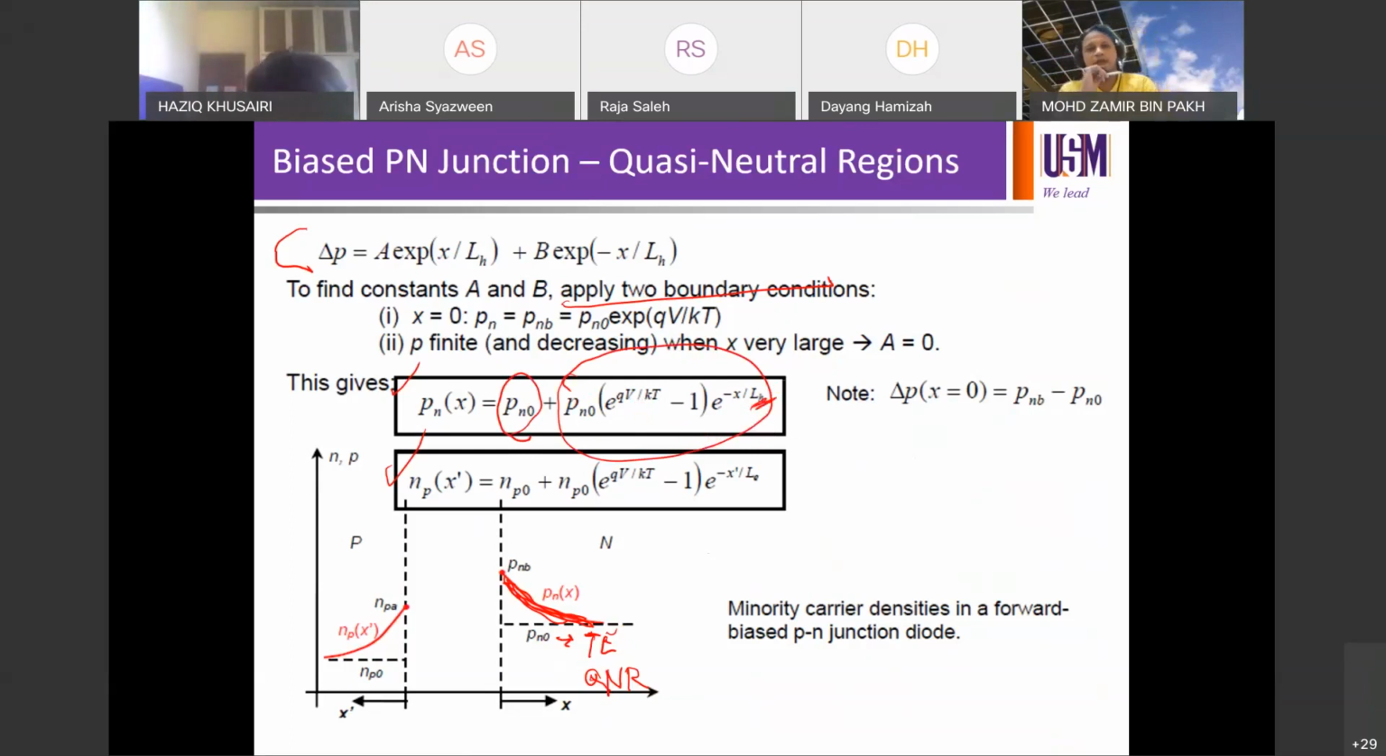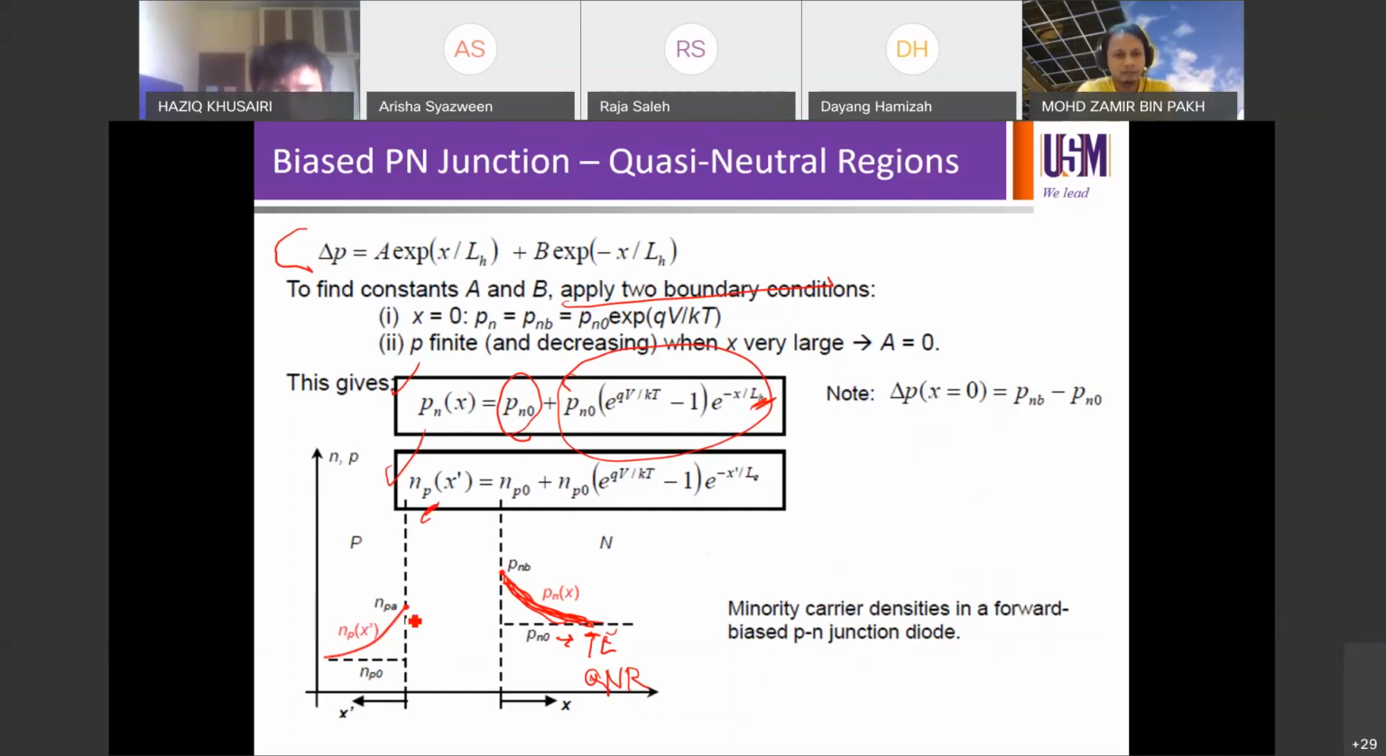Okay, so it's going to be more complicated in the QNR. Previously, when you talk about the depletion region, it was very straightforward, right? It was just p_n0 times the exponential of the bias condition. And for this particular case in the QNR, you need to add p_n0 times the exponential component of applied bias times the diffusion length component as well.